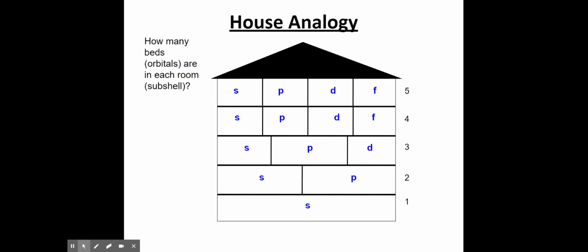Now, each orbital can hold 2 electrons. Each subshell contains 1, 3, 5, or 7 orbitals. The S subshell only has 1 orbital. P has 3, D has 5, F has 7. That's why you need to memorize the order S, P, D, F instead of A, B, C, D.